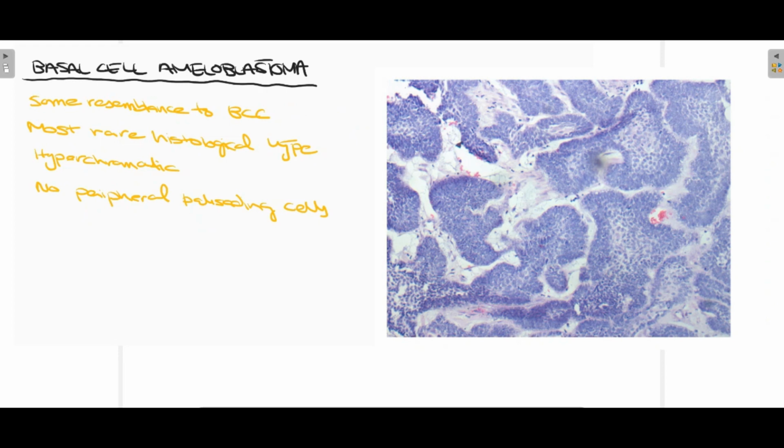Now, basal cell ameloblastoma is the most rare type of ameloblastoma among the other variants. It basically resembles basal cell carcinoma of the skin. Like I've told you before, it is the rarest histological type of ameloblastoma. It is also hyperchromatic, as you can see in this histological picture, and there are no peripheral palisading cells, which can be easily appreciated in this picture.